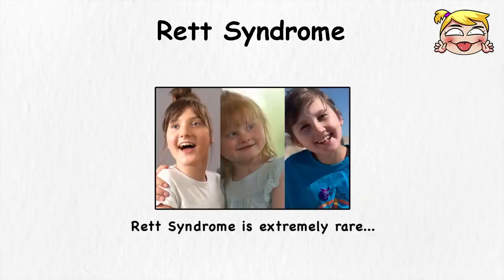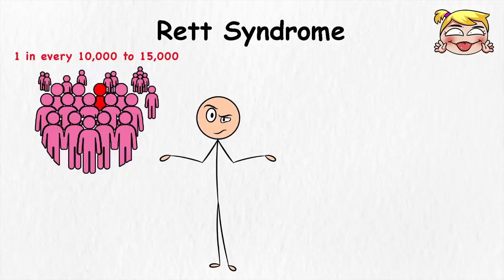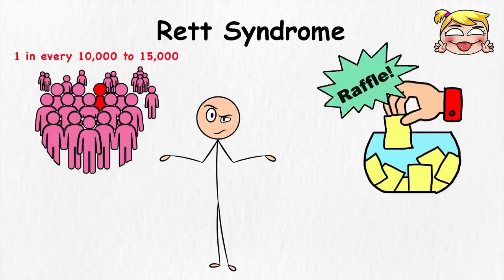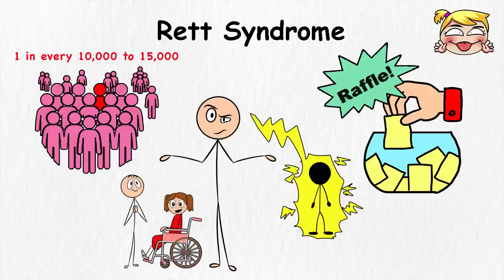Rett syndrome is extremely rare, affecting about 1 in every 10,000 to 15,000 live female births. To put that in perspective, you have a better chance of winning a weird small-town raffle and getting struck by lightning on the same day than meeting someone with Rett casually.